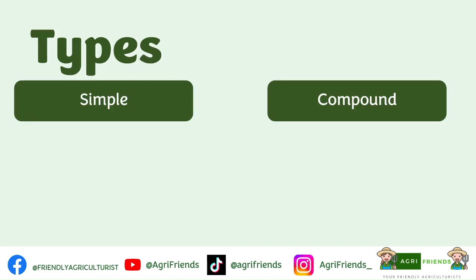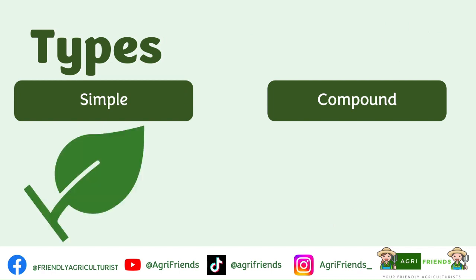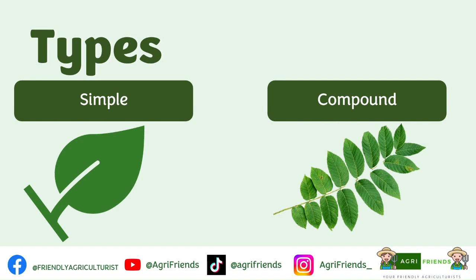For the leaf types, in general, there are two leaf types, the simple and compound. Simple leaf is when a single blade is connected to the main stem by a petiole, while compound leaf is made up of two or more leaflets. So each leaf here is called a leaflet. So these are leaflets. And this is the leaf stalk or the rachis.